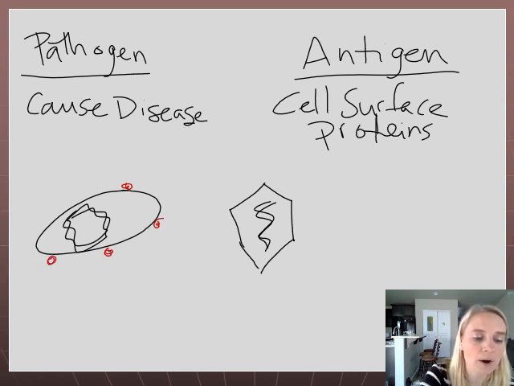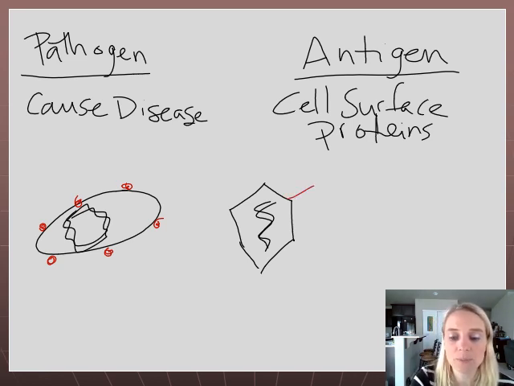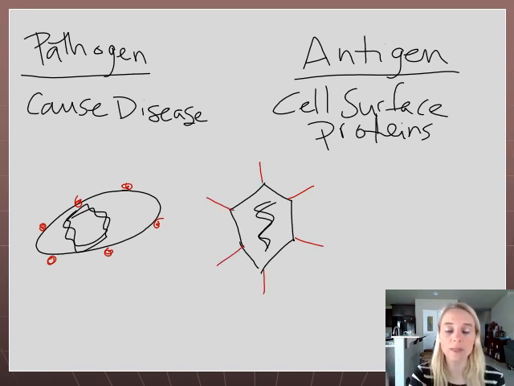If we're talking about a bacteria, it could be a receptor or a channel protein or something on the surface of the bacteria that is its name tag. On a virus, it could be these spikes that are coming off the capsid or the envelope, and those would be the antigens for a virus. Okay, so the pathogen is the thing that causes disease. The antigen is the thing that our immune system recognizes.